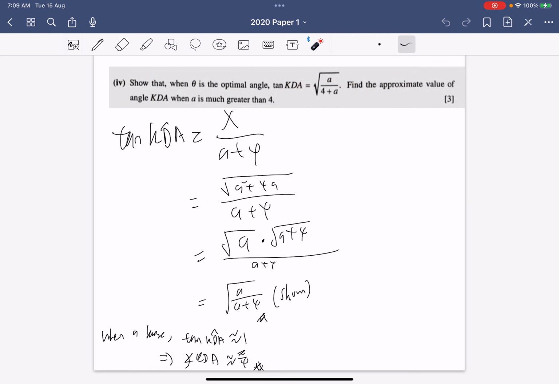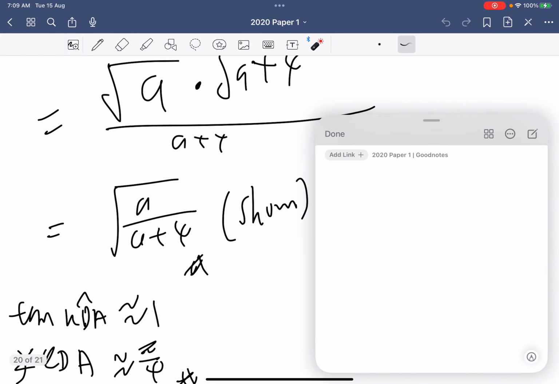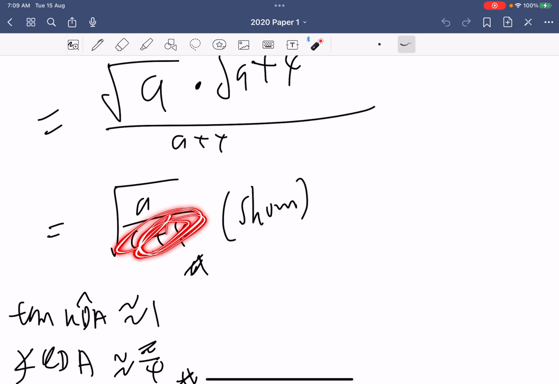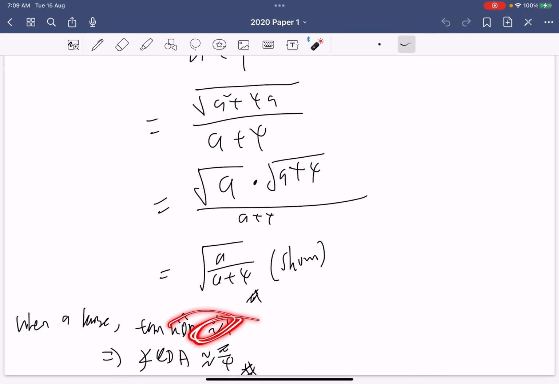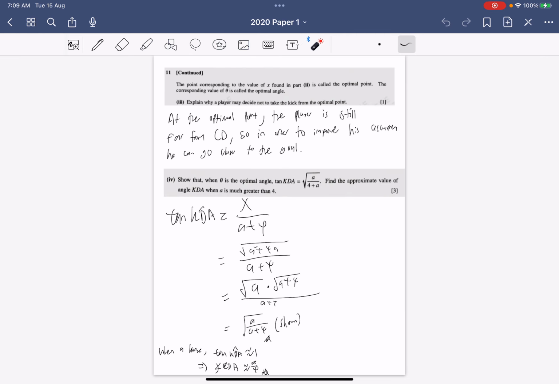And we're supposed to approximate the value when a is much greater than 4. Again, when a is much greater than 4, this part basically reduces back to a, since the value will be very close to a, and this part is like a already. So this part is like square root 1, so tangent will be close to 1. This means that the angle will be close to pi over 4, because tangent inverse 1 is pi over 4.